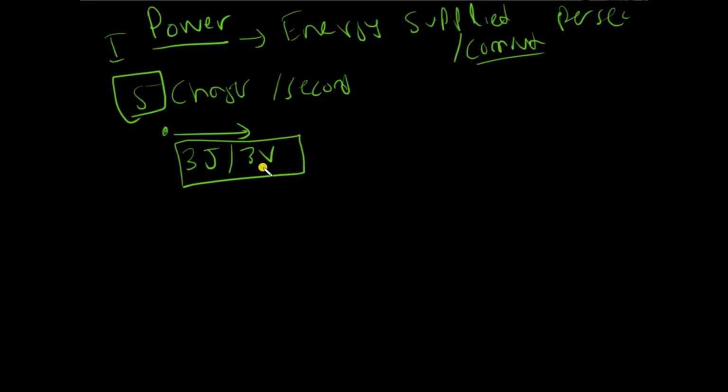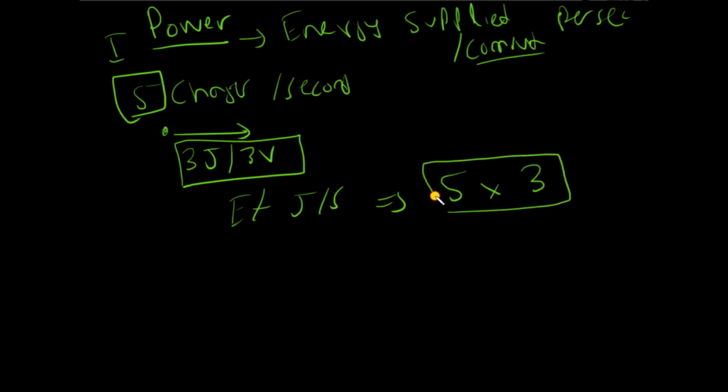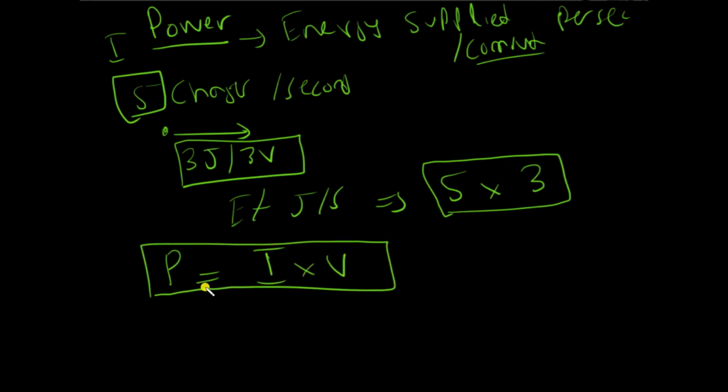If I want to know the energy, or basically the joules per second, I can clearly see that because there are 5 charges and each one has 3 joules of energy, this is what would give me the energy being consumed per second. So this is clearly a formula that says power is equal to the current times the voltage, and this is how this formula comes in. This is pure common sense. So this is the formula that you need to remember.